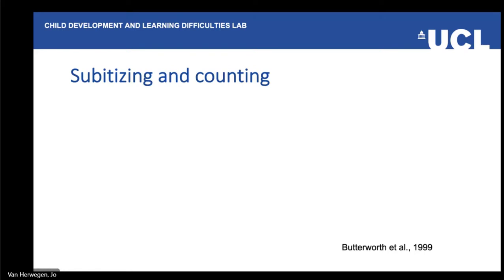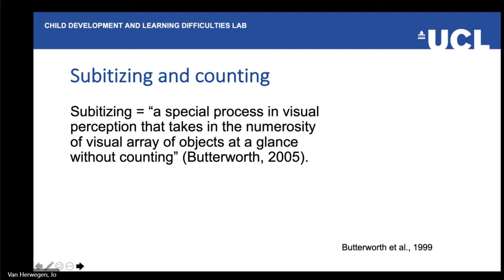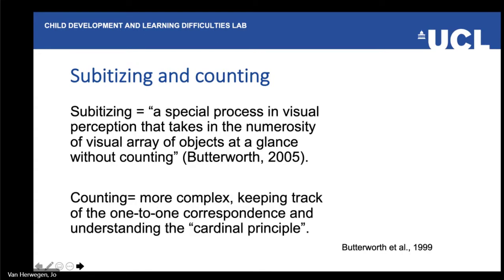So subitizing is the ability to estimate precisely how many items there are without the need to count. So that's knowing the numerosity of a visual array of objects at a glance without counting. Whereas counting is more complex, and we need to keep track of the number of items using this one-to-one correspondence and really counting all of them in order to understand how many there are, or the Cardinality Principle. Sorry, it should be Cardinality Principle, of course.